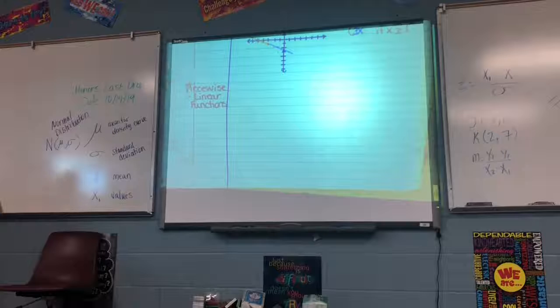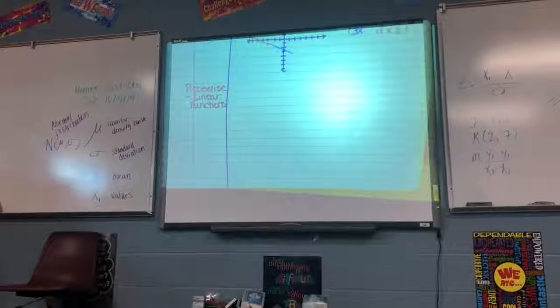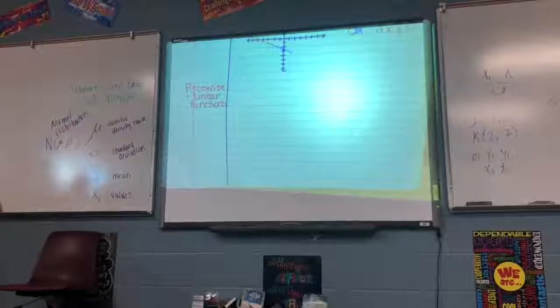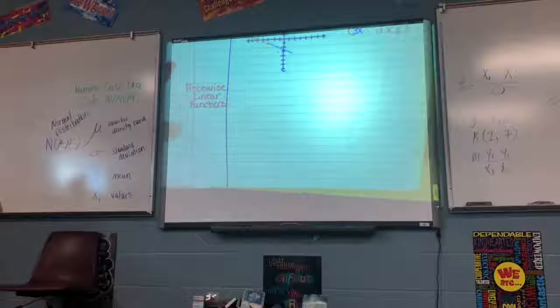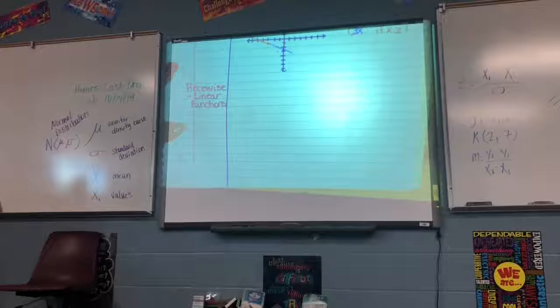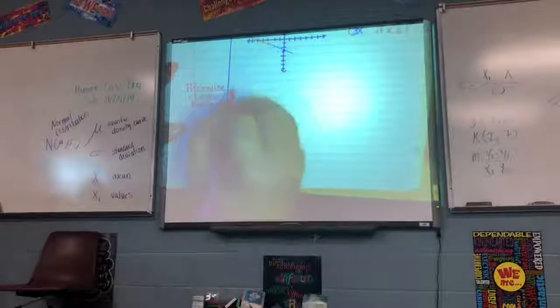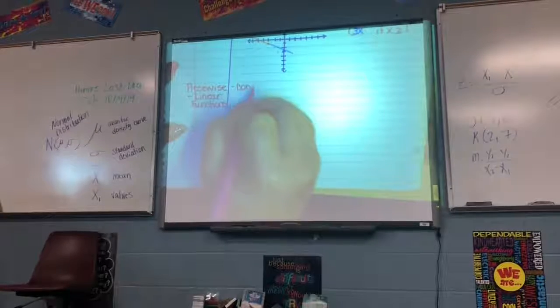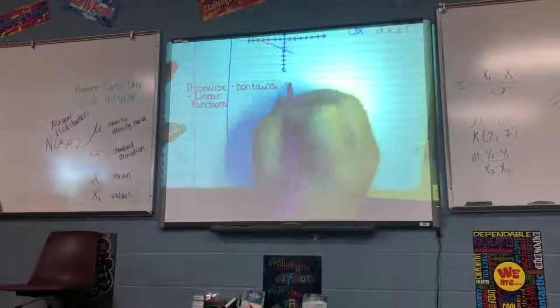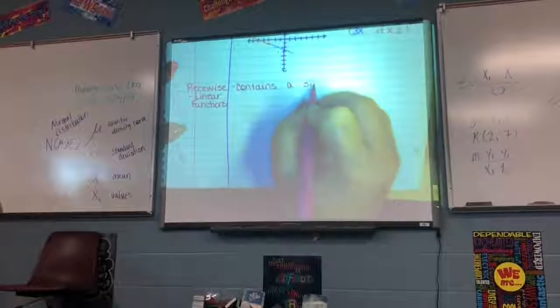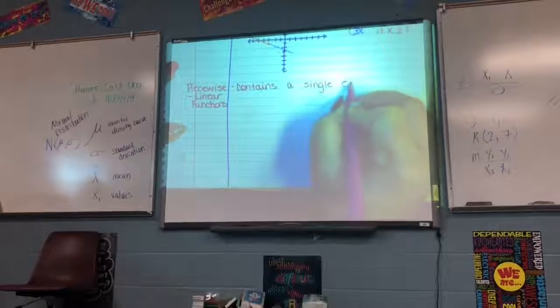And the piecewise linear function, so up until now, piecewise functions have had multiple parts to it. The piecewise linear only have one expression in them, but that expression makes the parts. Does that make sense? It will in just a minute, if not. So it contains a single expression.